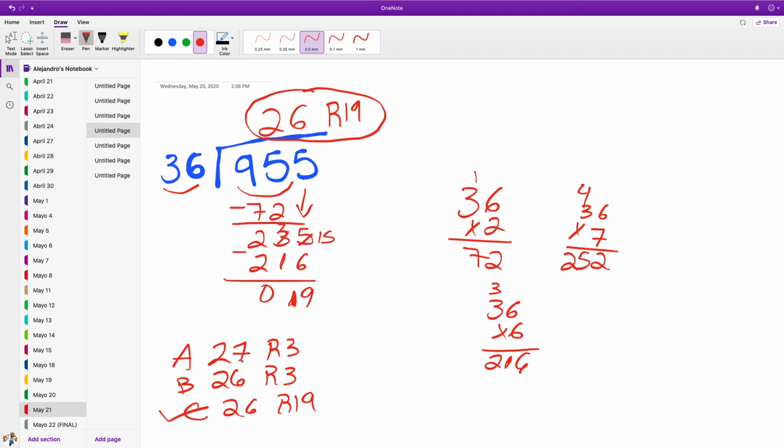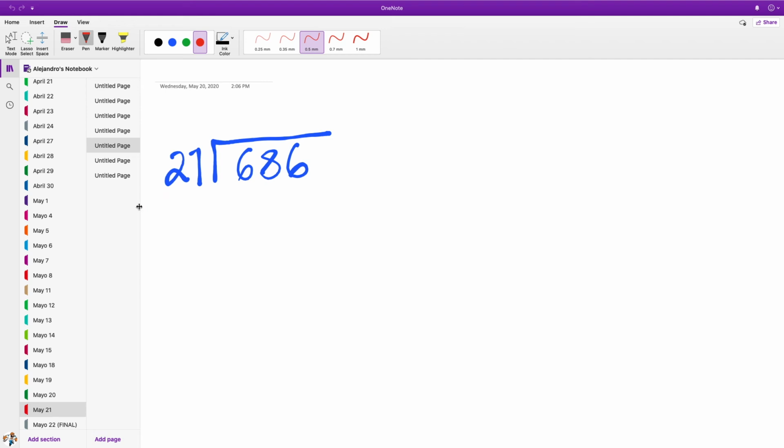And if you have any questions, please let me know. Okay, let's go ahead and practice more, because we need practice. Remember, math is all about practice. So 686 divided by 21. So again, we have a 2-digit divisor, so we take two digits, okay? So let's go ahead and take a guess.